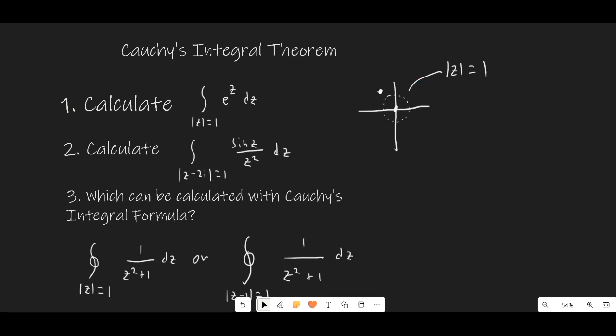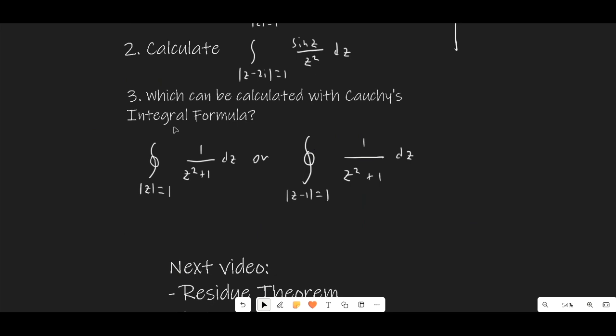And same thing right here, z minus 2i would just be all the points that are a distance of 1 from the point 2i in the complex plane. And again, the path will always be in the counterclockwise direction if it's not given to you. So in this case, it's not given to you, so you know that the path is going to be in the counterclockwise direction.